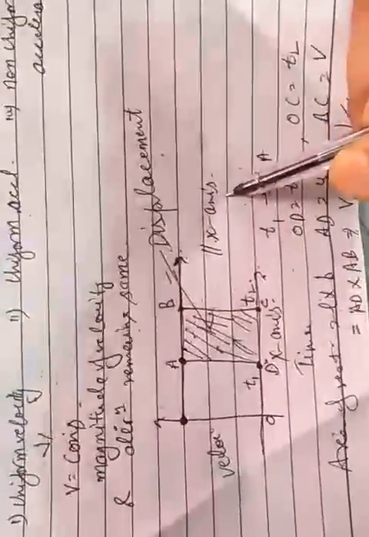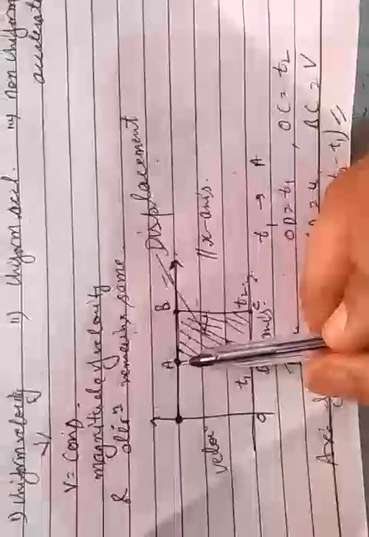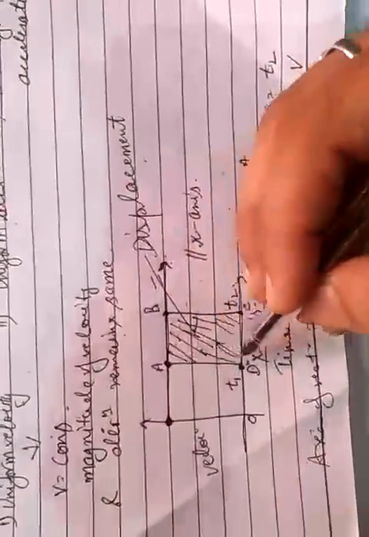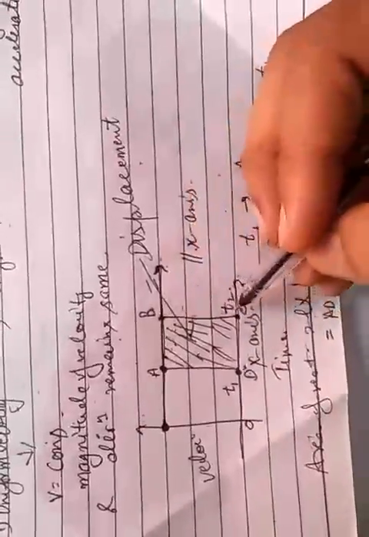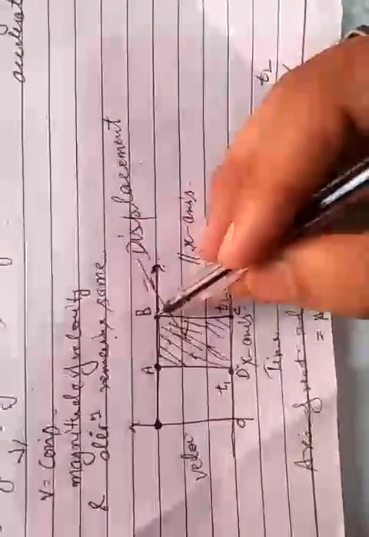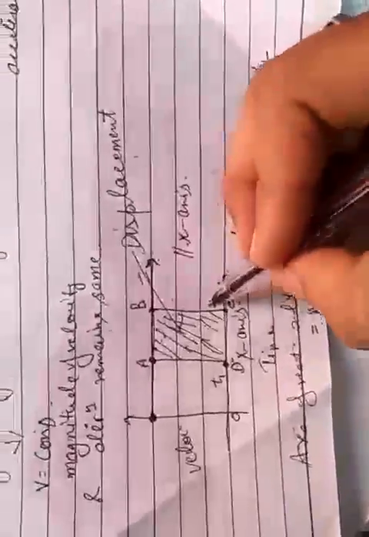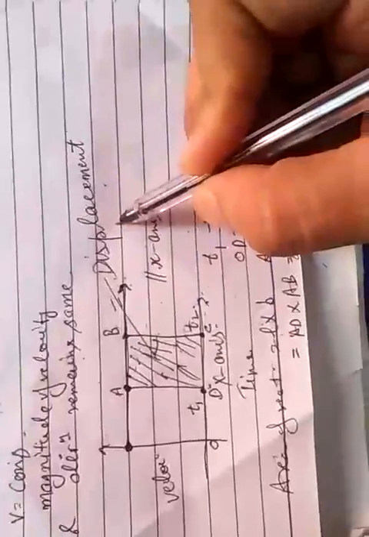Now I consider that at any instant of time t1 and t2 your object will reach points A and B. Then I draw a perpendicular from point A on the time axis and a second perpendicular from point B on the time axis. Then here we are getting a rectangle. So the area of this rectangle represents the displacement or the distance moved by the body.